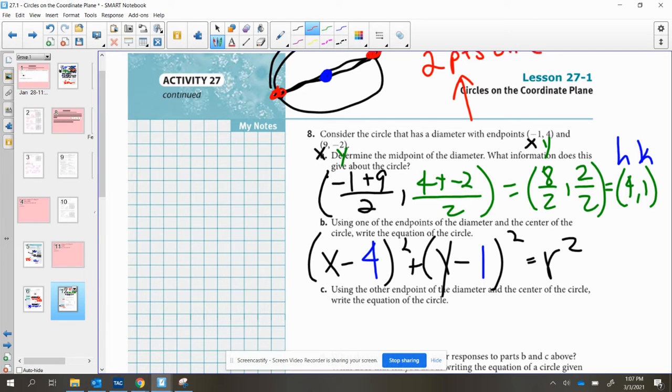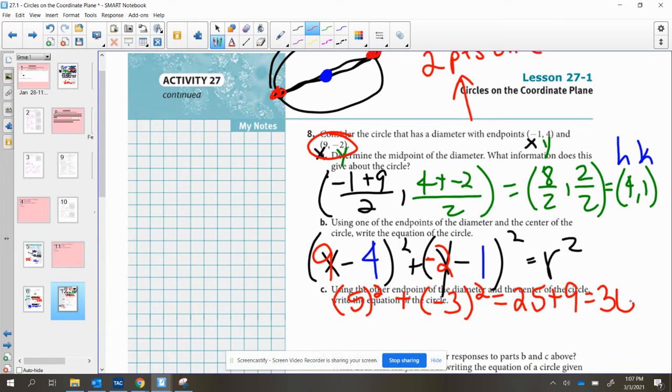So again, if we plug in, let's say we're going to use 9 and -2, we would have 9 minus 4 is 5 squared, and then -2 minus 1 is -3 squared. So we have 25 plus 9, which is 34, would be our answer there.